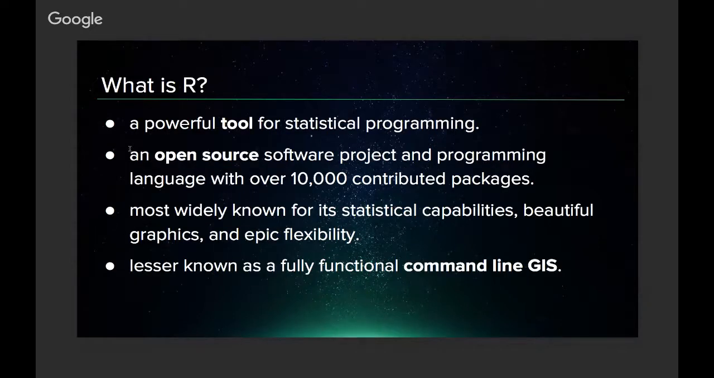So what is R? If you're new to R, it's an open source software project and a programming language. It has over 10,000 contributed packages, which essentially means that anything that you want to do is probably already ready to go. Somebody has already done it. If not, because it's open source, you can write your own. It's most widely known in circles like this, academic circles and data scientists, students using it for stats, but it's lesser known as a fully functional GIS, which it really has become in the last 5 years or so.